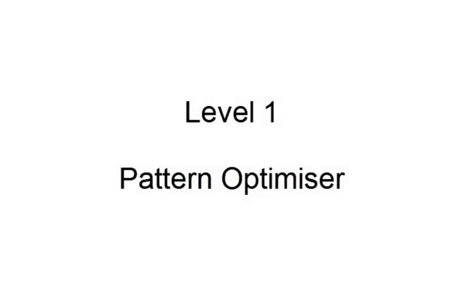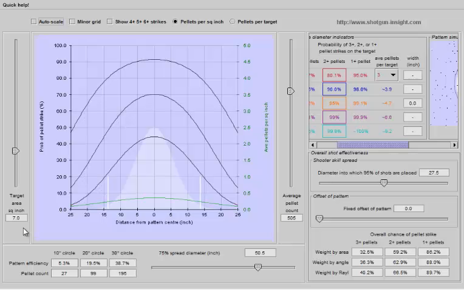Welcome to Level 1 Pattern Optimizer. What you're looking at on the screen right now is Dr. Jones's Pattern Optimizer, and my job is going to be to start out with the elementary use of this. There will be more than one video. This one we're going to call Level 1. There will be a Level 2, and then we'll have to see how many more levels we do beyond that. So this is intended to be very simple.